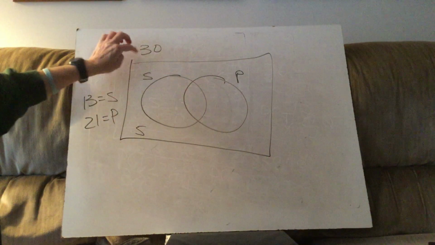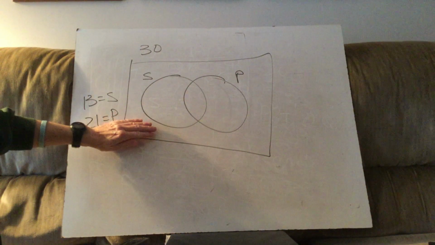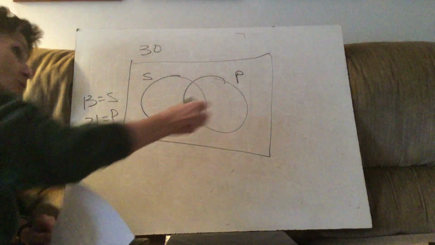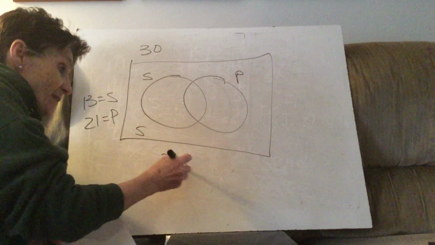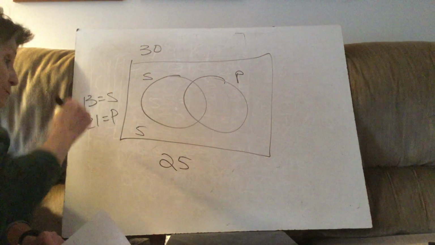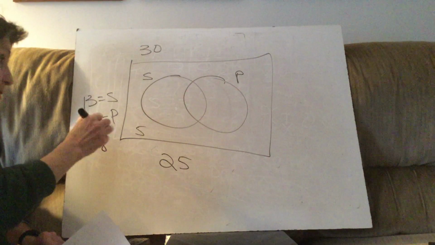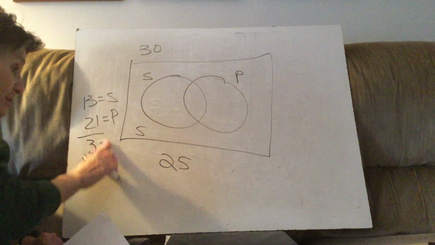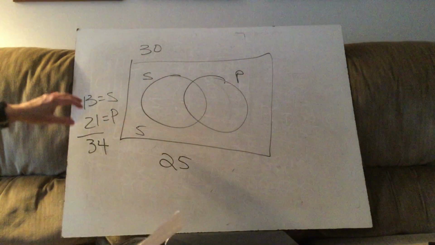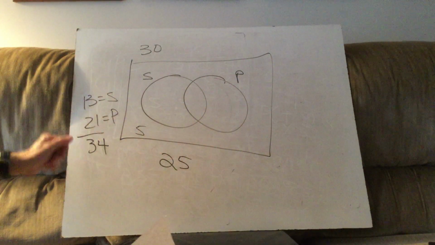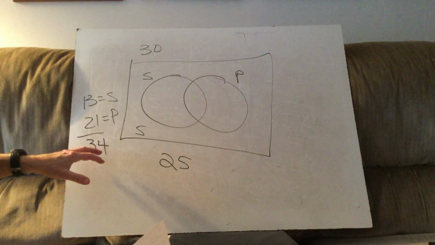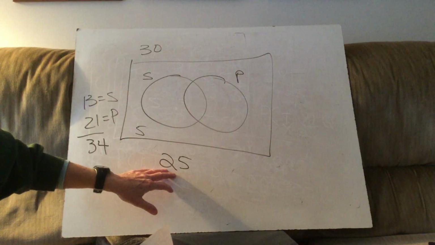So that means there's only 30 kids altogether. So 5 of them aren't buying lunch. Then there are 25 of them who are buying lunch. So these circles represent 25 kids. But if you add up over here, oops, you've got 34 kids who are buying something. So there are 13 sandwiches sold and 21 pizzas sold. So there are 34 things sold. But only 25 kids bought lunch.